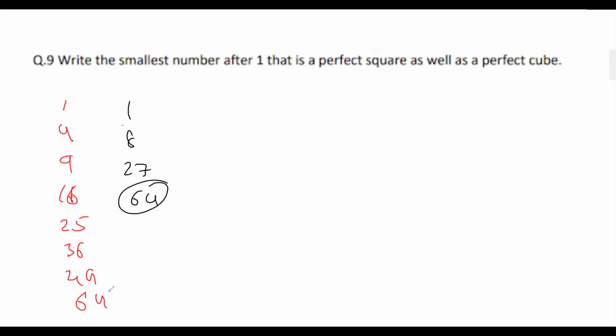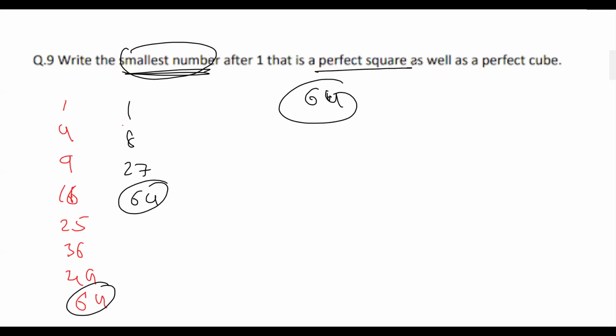Now check here. 64 is one such number that comes after 1, nearest to 1, because we have to look for the smallest. There are many more numbers which are perfect squares as well as perfect cubes. But as you can see, we have to find out the smallest number. So it will be 64, which is a perfect square as well as a perfect cube.